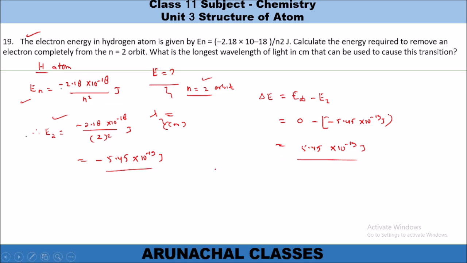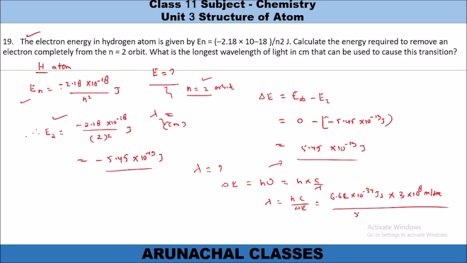Now we need to find the wavelength of light which is required to cause this transition. In this case we know that delta E is equal to h nu. H nu means h multiplied with c upon lambda. Now lambda will be equal to hc upon delta E. So h is Planck constant 6.62 multiplied with 10 power minus 34 joule second, then c is 3 multiplied with 10 power 8 meter per second, whole divided by delta E. Delta E is 5.45 multiplied with 10 power minus 19 joule.